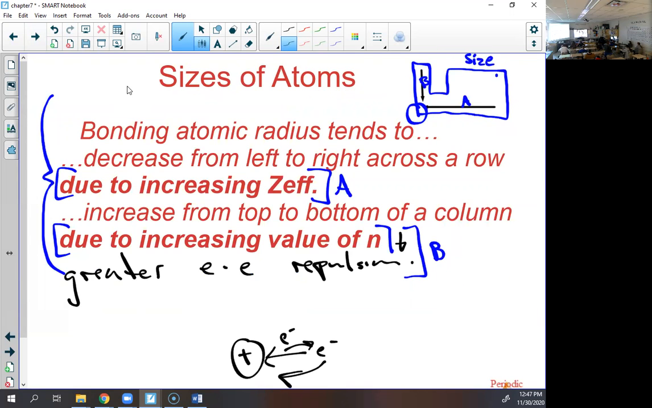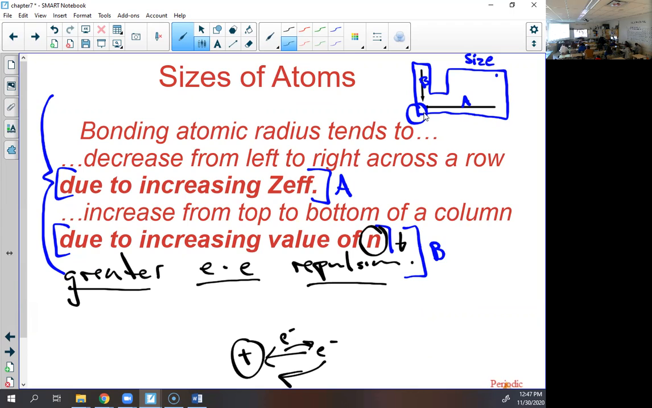Okay, and this is exactly what we were just saying. Bonding atomic radius tends to decrease from left to right across a row due to increasing effective nuclear charge. It increases from top to bottom of a column due to increasing the value of N. Now, the value of N, what is N? It's the rows, or it's called the principal energy level number. So, due to increased value of N or increasing number of principal energy levels, you can also add, there's greater electron-electron repulsion.